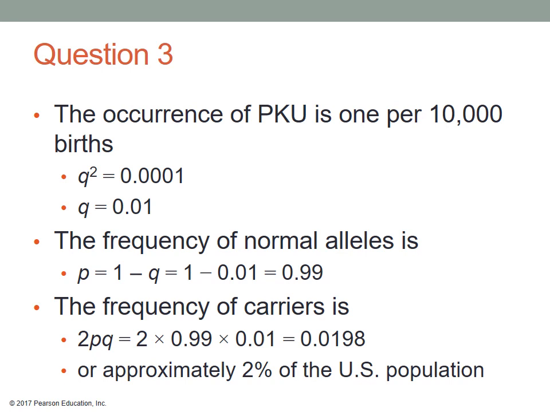The occurrence of PKU is 1 per about 10,000 births. So that means Q squared is 0.0001 because Q is 0.01. So the frequency of P is 0.99. We can then figure out the frequency of carriers, meaning heterozygotes, for PKU. Less than 2% of the US population by this equation comes out to be a carrier of PKU.